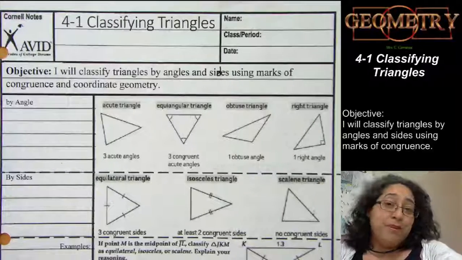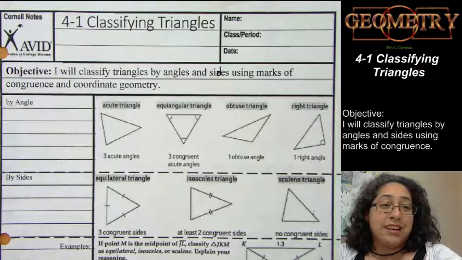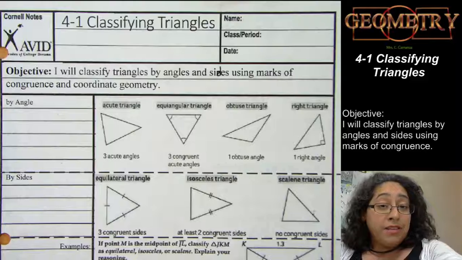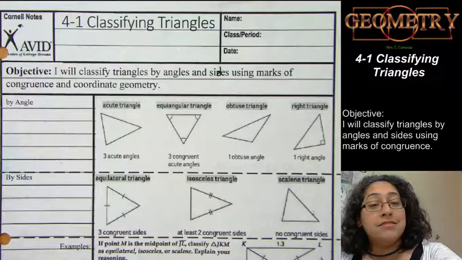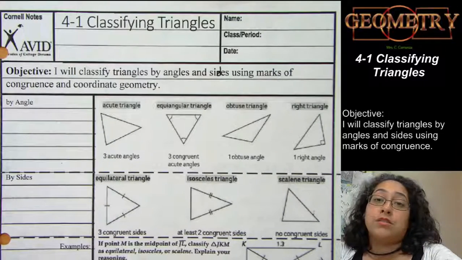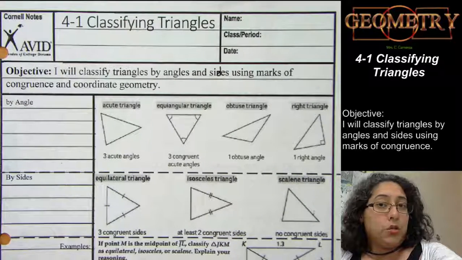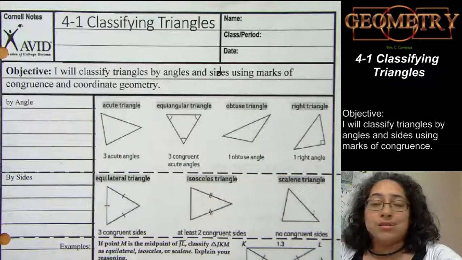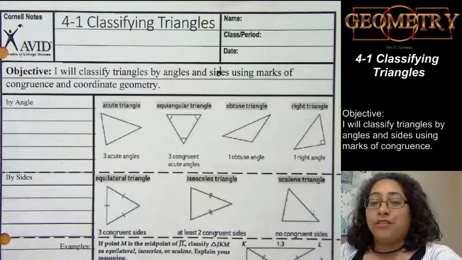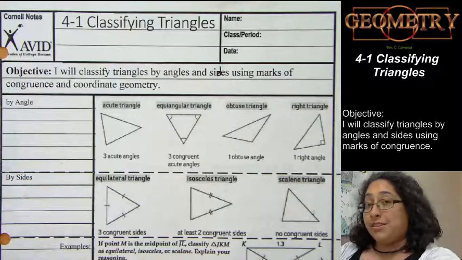Hi, welcome back. We're working on classifying triangles today. Our objective is that we're going to classify these triangles by their angles and their sides using marks of congruence. On the skill practice, you'll also see that you'll need to do it with coordinate geometry. Just use the distance formula for that one. You can check out the distance formula videos in previous episodes.